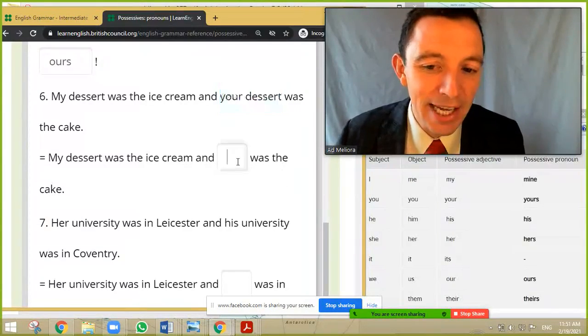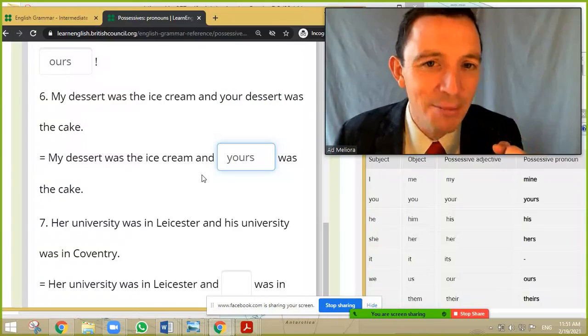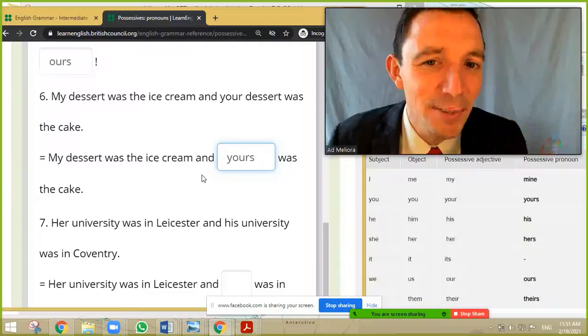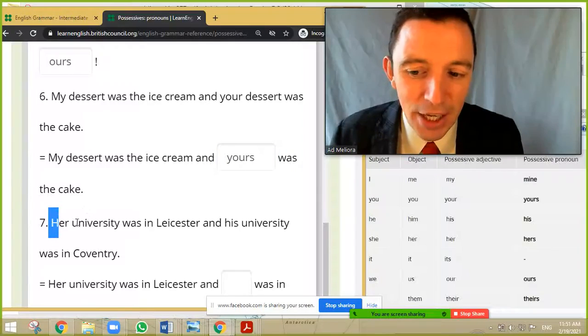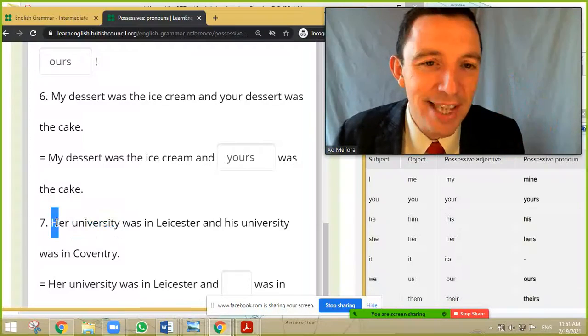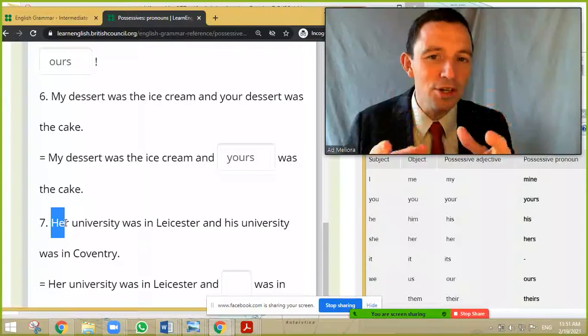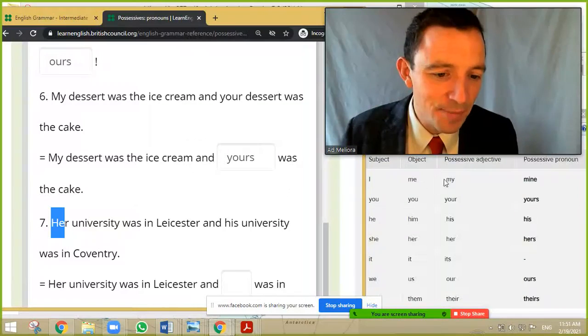So probably it is yours. Okay, so very simple again, but very, very important. And in reality, when you speak quickly, it's very important to be correct. Okay, again, university is the substantive or the noun. Her is the possessive adjective. My university, your university, his university, her university. Okay, you can see the list.